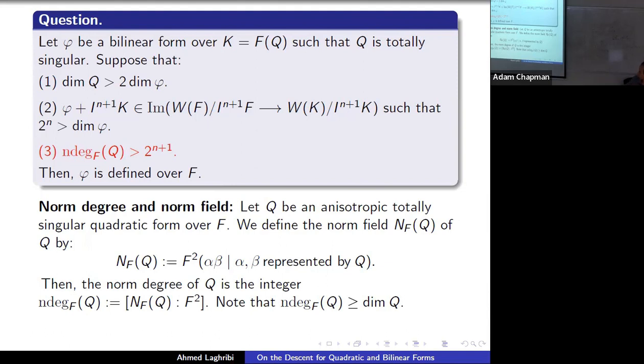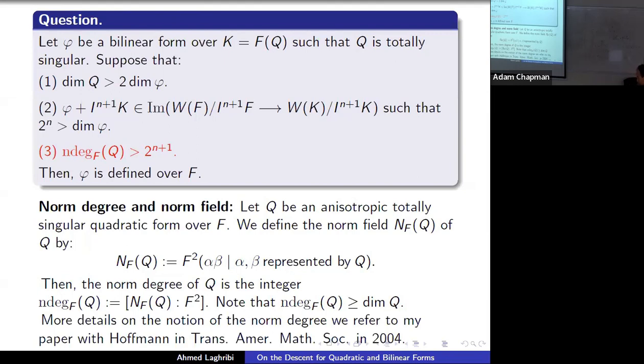And we have this because Q is anisotropic. For more detail about the norm degree, you can see my paper with Hoffman. This is the first time that we introduce this. Okay, so this is very important. Invariant. Good.